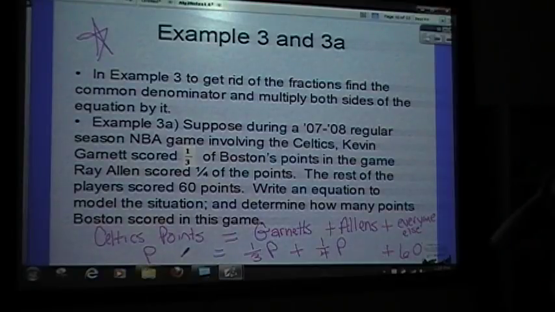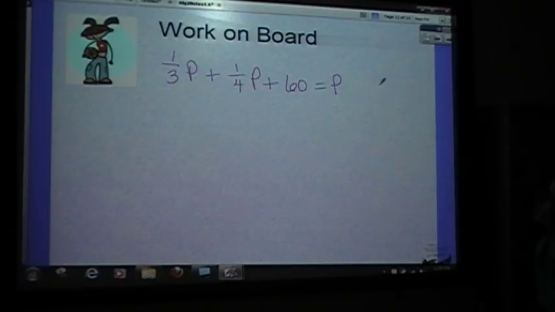So this is your equation, and we already did the first part of this problem. Points equal 1/3 of the points plus 1/4 of the points plus 60. And we can solve that. I got it on the next slide here. So 1/3 of the points plus 1/4 of the points plus 60 equals P.